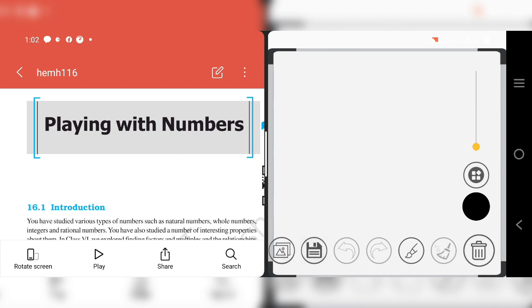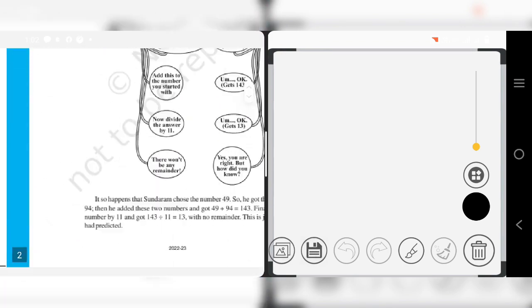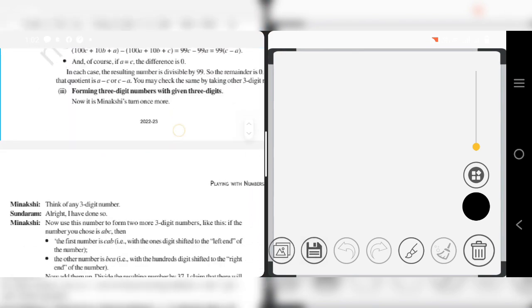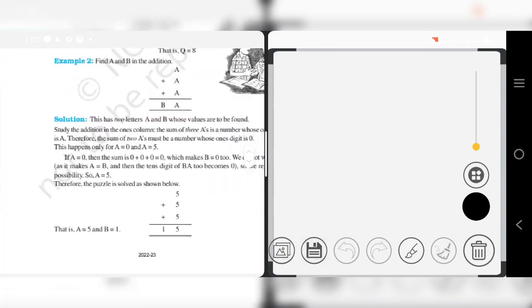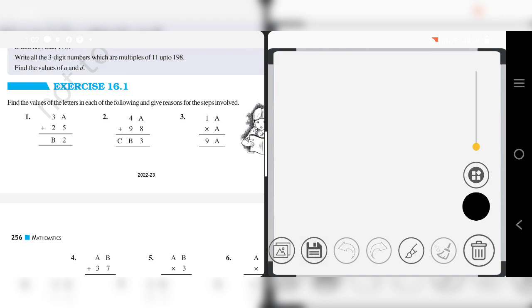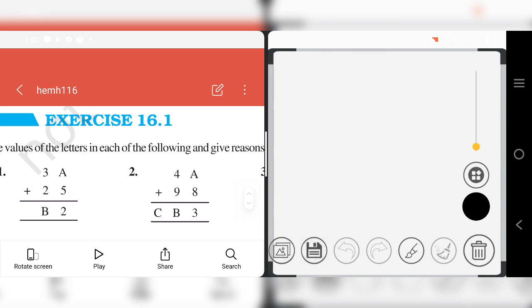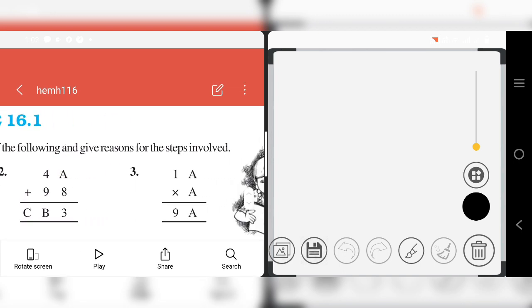So in this class we are going to solve problems related to class 8 first chapter, Playing with Numbers, exercise 1.1. So let's get started. Here they have given exercise 16.1, but actually it is exercise 1.1. Find the values of the letters in each of the following and give reasons for the steps involved.